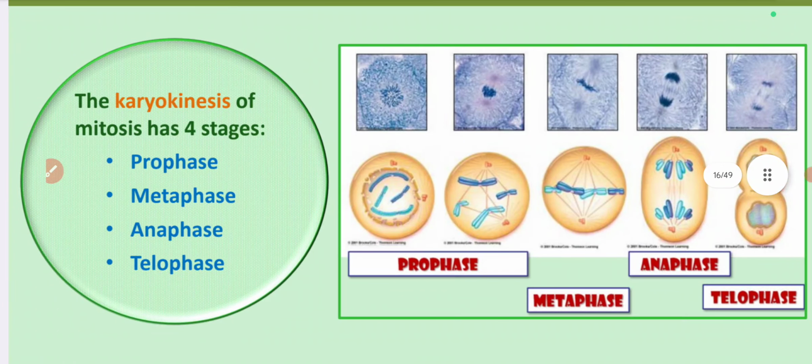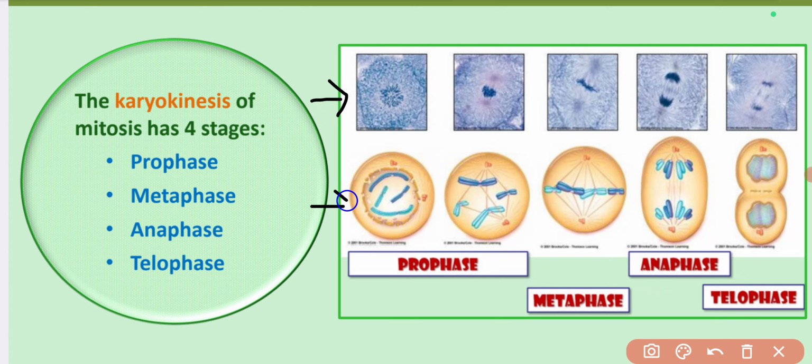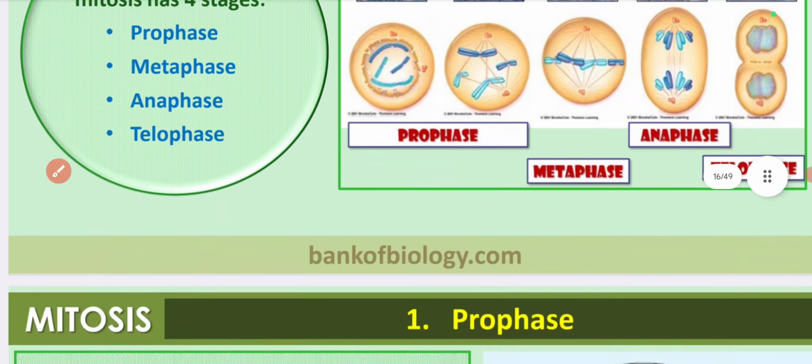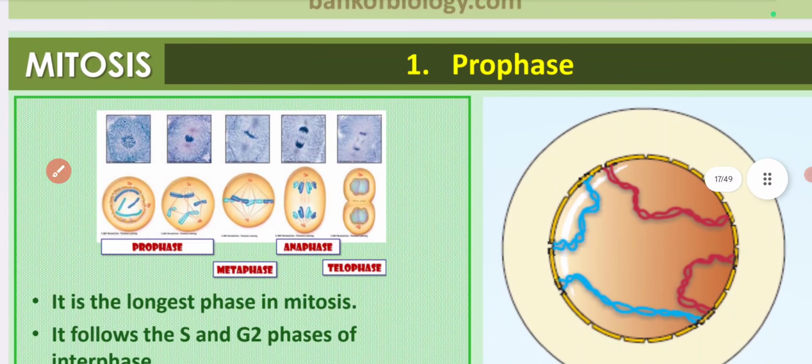Here you can see the karyokinesis of mitosis has 4 stages: prophase, metaphase, anaphase and telophase. You can see in these diagrams, this one is taken under the electron microscope, and this one is the diagram. I think it is also in your NCERT, and as well you can find this diagram on different internet sites. Okay, so let's start the first phase, that is called prophase.